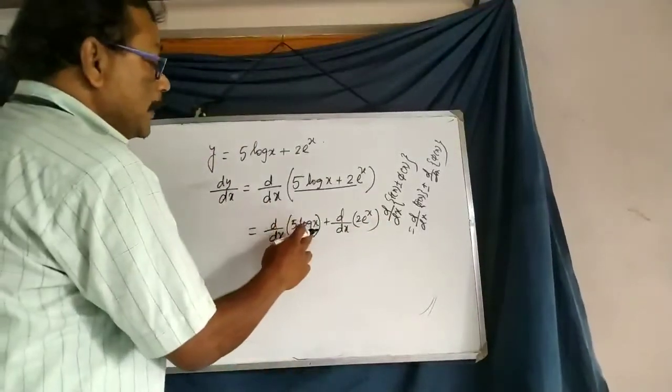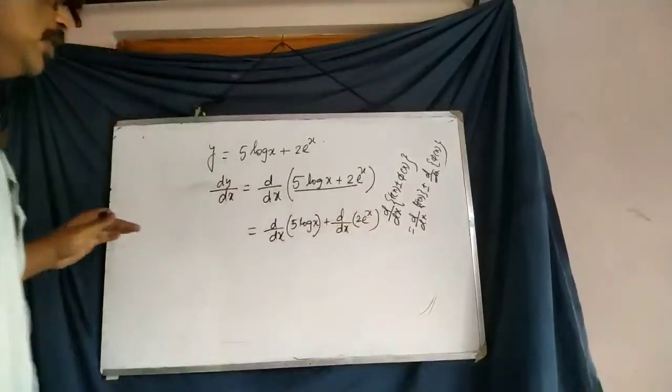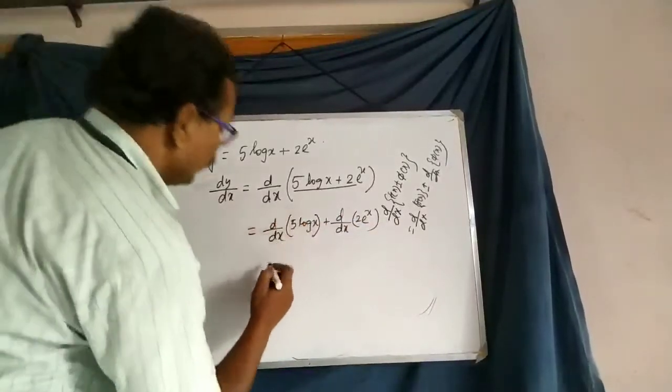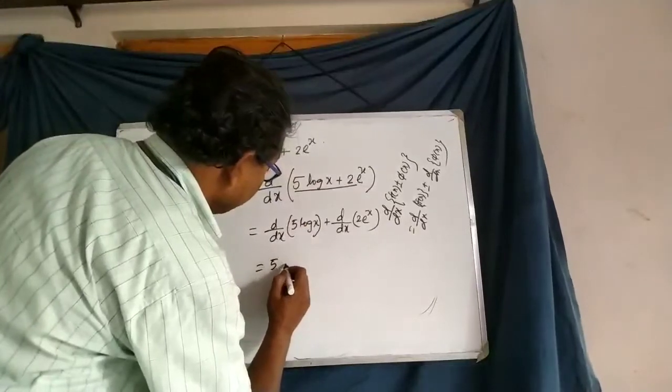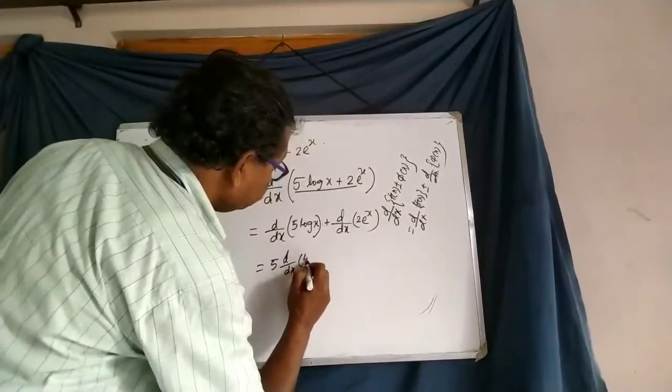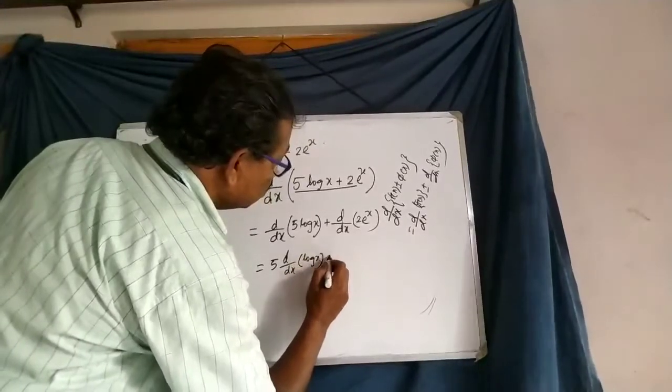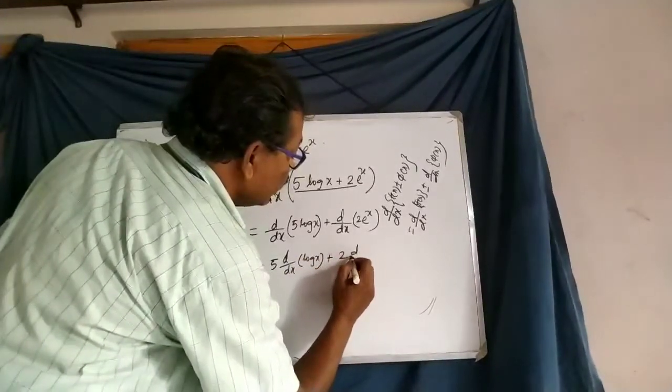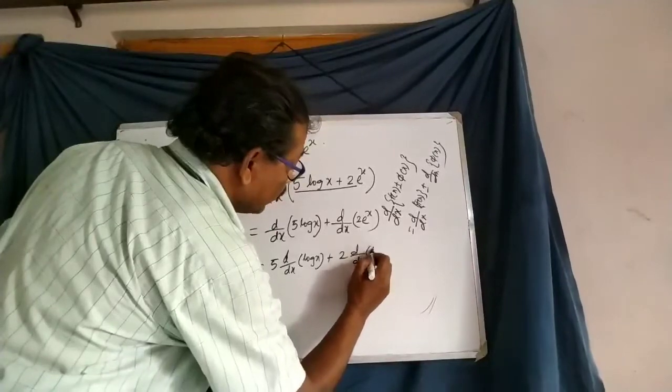Now a into f(x) and a into phi(x). First rule, a into f(x) and a into phi(x). 5 into d/dx of log x plus 2 into d/dx of e to the power x.